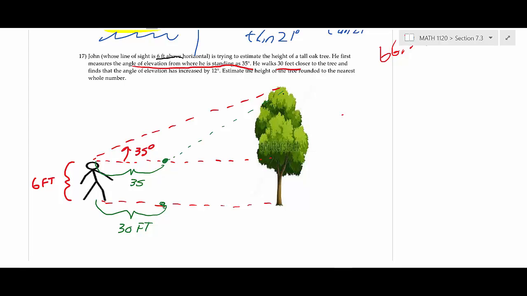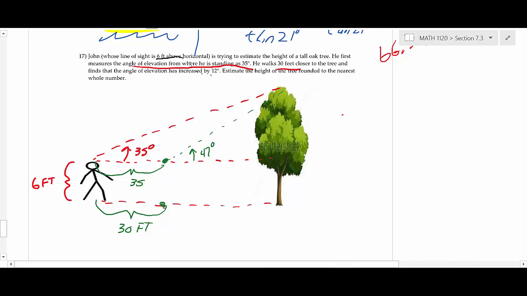One thing I want to make sure makes sense to you, because a lot of times your diagrams, if you don't think about them, won't make sense. Does it make sense to you guys that the closer you get to the tree, the bigger that angle becomes? Absolutely. If you're looking at something that's real close to you, then that's a real big angle. If something's really far away, that angle of elevation is very small, so that's getting bigger. So we've got those two angles.